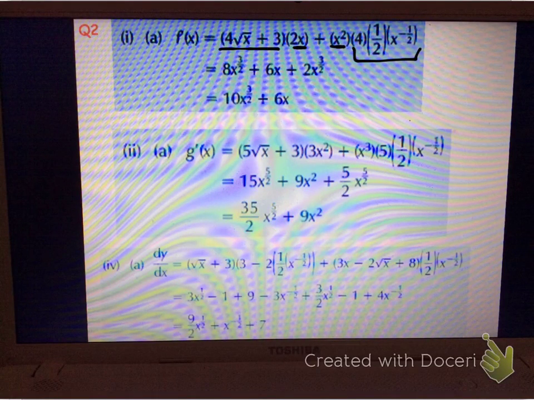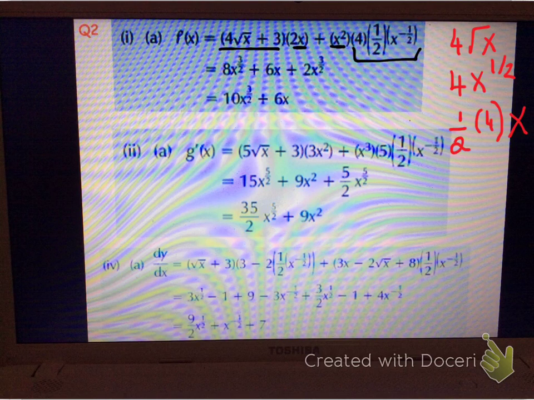So that's du dx there, and if any of you are unsure of how they got 4 by a half times x to the power of minus a half, well, remember your u was 4 root x. That's the same as writing 4 times x to the power of a half. If you get the derivative of that, that's going to be a half times 4, by x to the power of a half minus 1, which is minus a half. 4 multiplied by a half is 2, and that's x to the power of minus a half still.